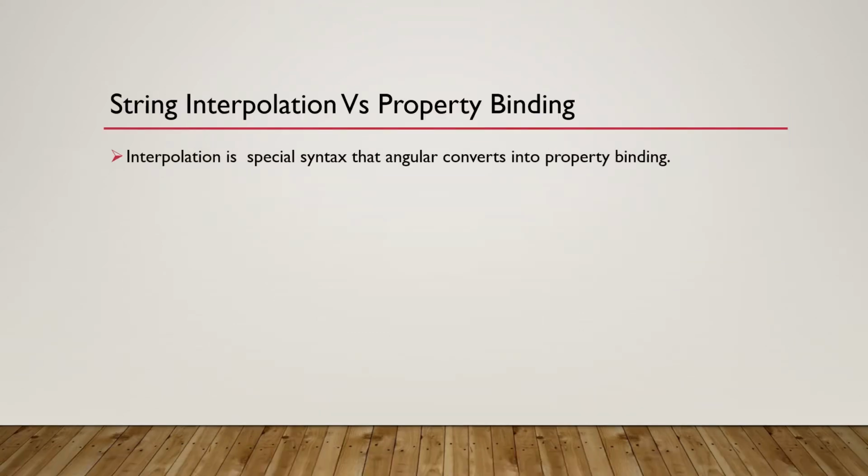Interpolation is a special syntax that Angular converts into property binding internally. So it's a recommendation to use property binding in most of the cases. But there are a few cases where we need to use string interpolation as mandatory. For example, when we need to concatenate strings, we have to use string interpolation.